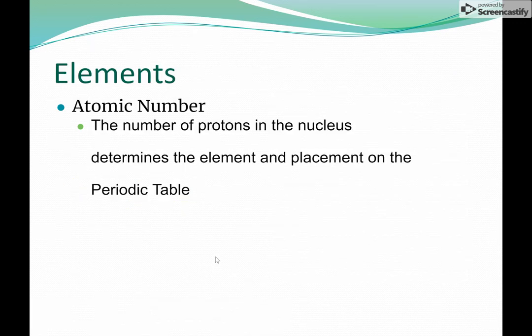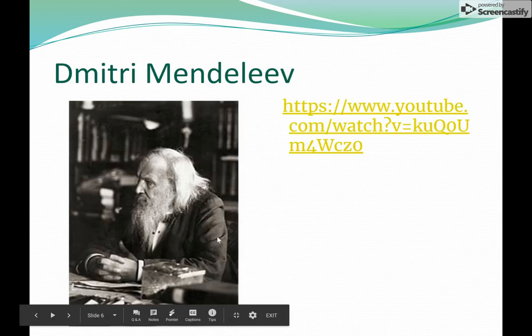Protons are really important. The number of protons dictates the atomic number of an element, and that determines what the element actually is. And if we change the number of protons, we change the atomic number, we change the element we're talking about. And when we change the number of protons, we also change its placement on the periodic table. The periodic table is the way we arrange elements, and it's a guide for us to figure out some different aspects of elements.